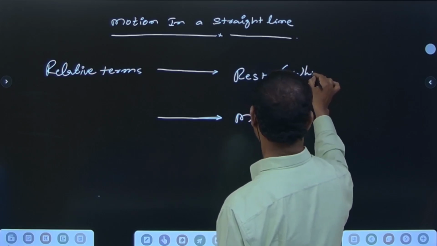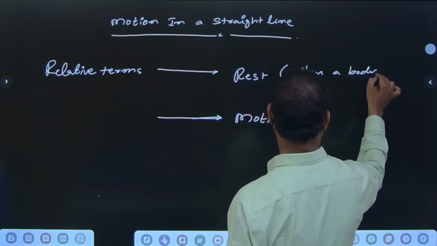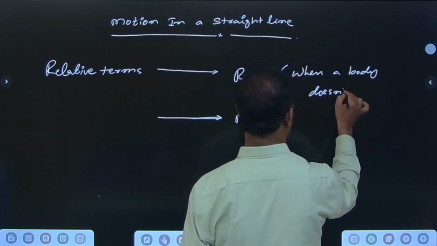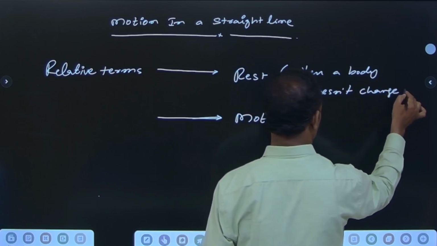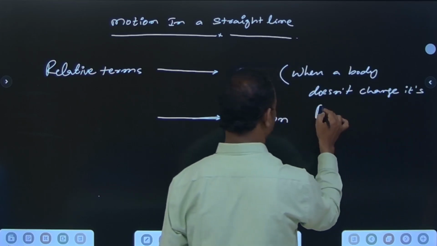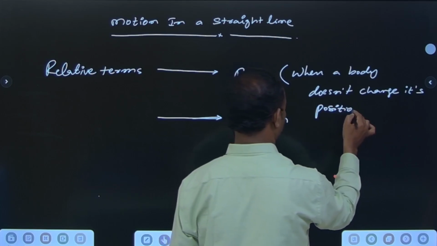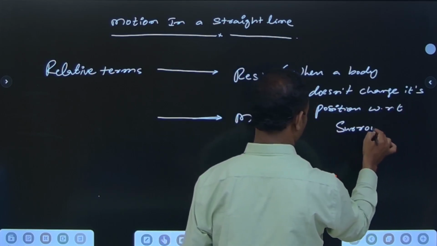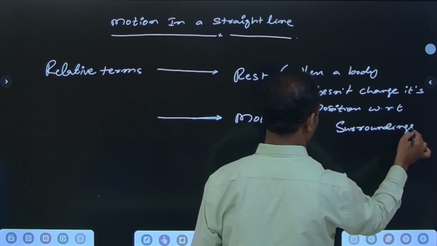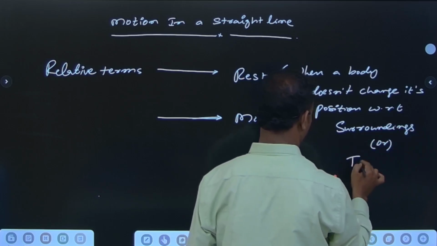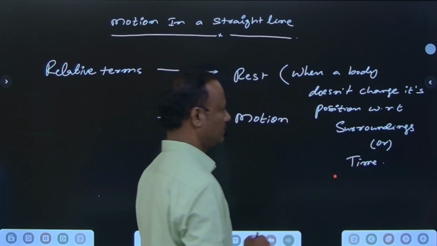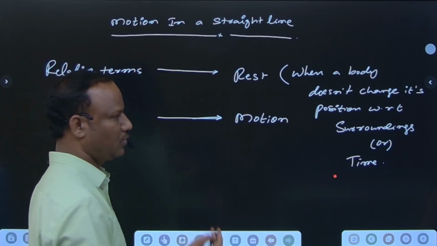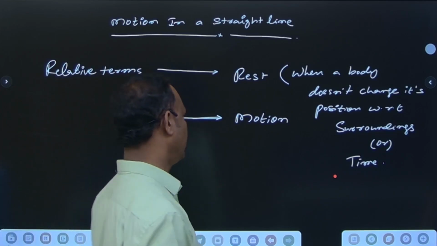So when a body doesn't change its position with respect to surroundings, or with respect to time taken or time interval. If a body is at rest, it has only one point. That point may be either the initial point or the final point.